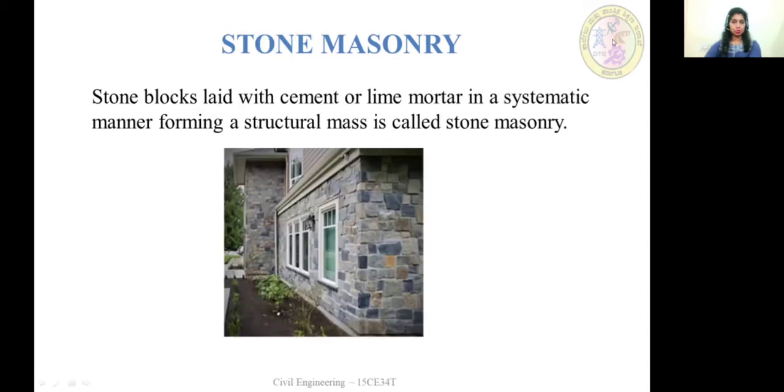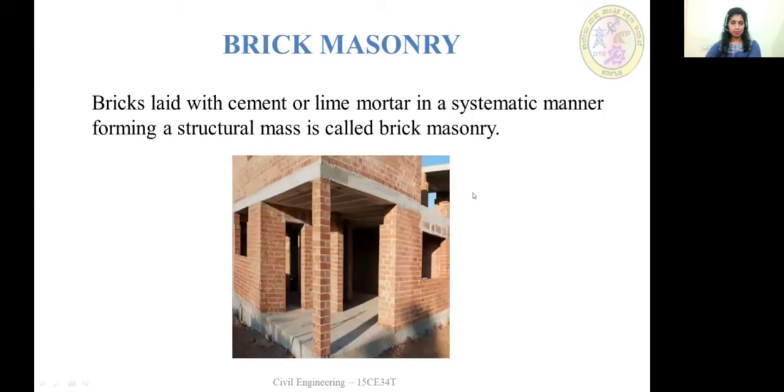First one, stone masonry. Stone blocks laid with cement or lime mortar in a systematic manner, forming a structural mass. It means if stone is used as a building material, then it is known as stone masonry. In this picture, you are seeing a stone masonry wall. Next is brick masonry. As I said, if bricks are used for the construction of a masonry wall, then it is known as brick masonry.